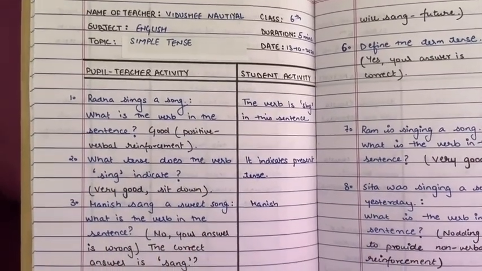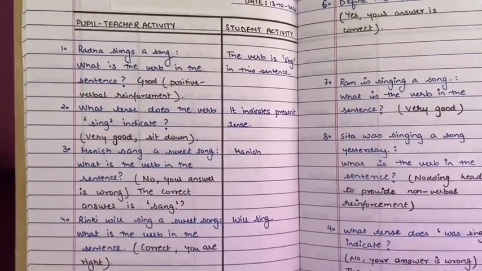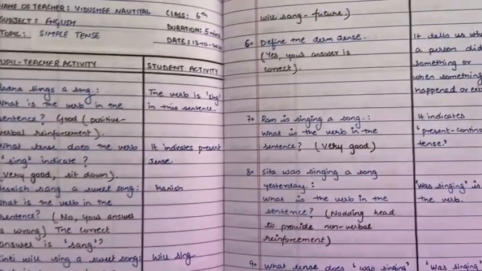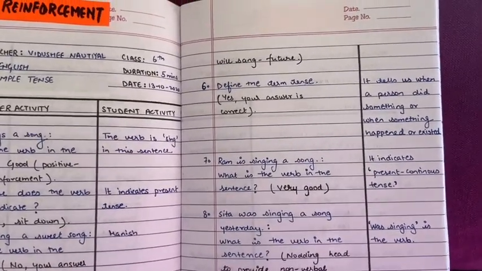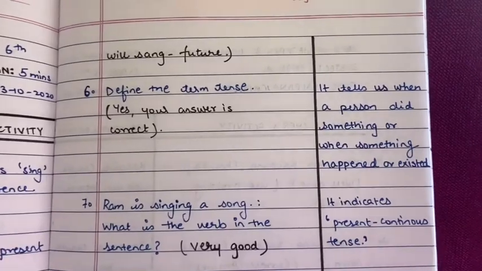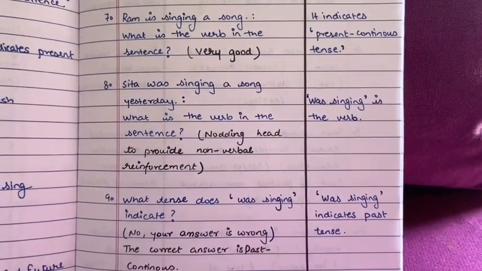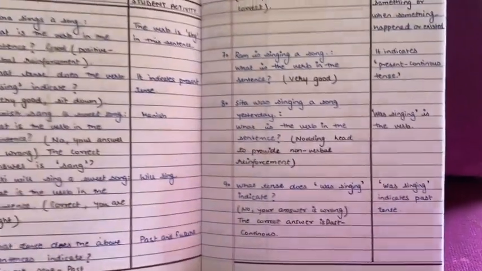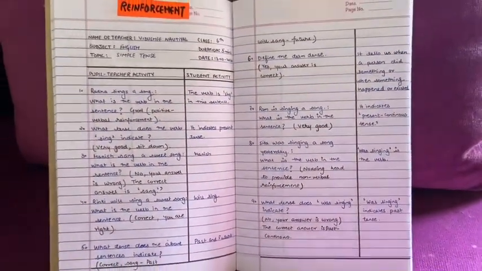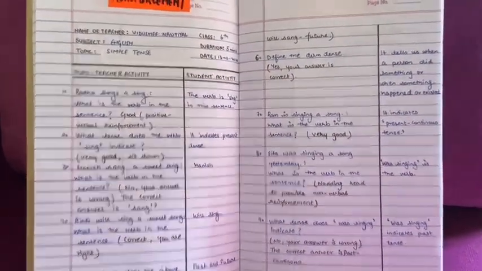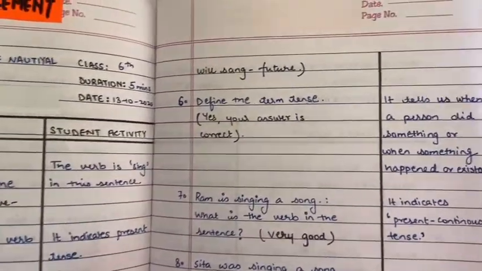Now we have skill of reinforcement. Everything will remain the same: name, date, duration, class, even the subject and topic. These 6 columns will remain the same, and you have to fill them accordingly. Now you'll have 2 columns, one of teacher activity and the other of student activity.